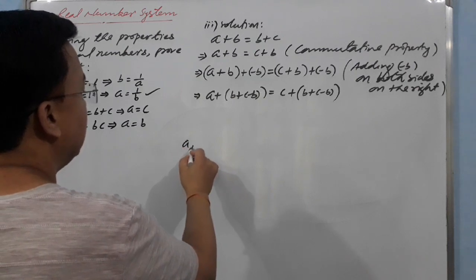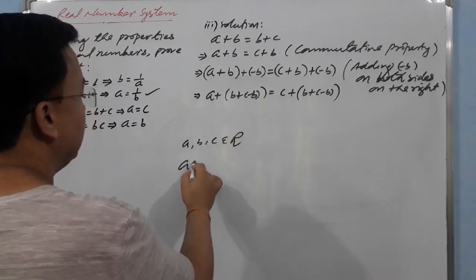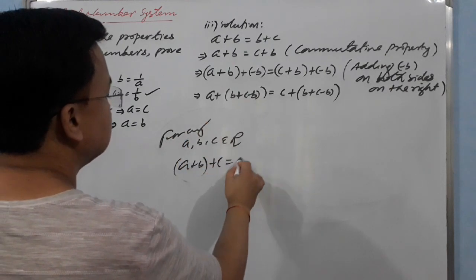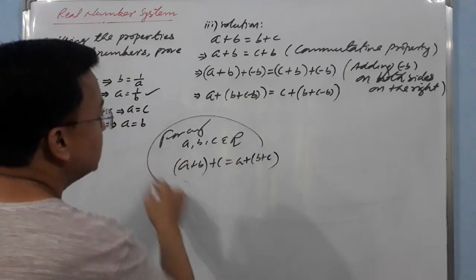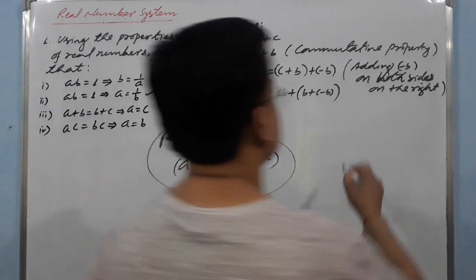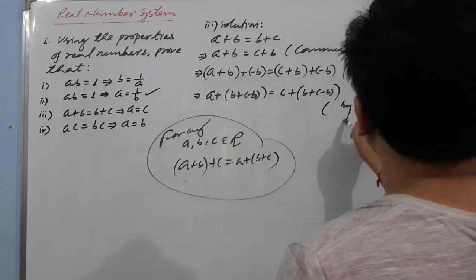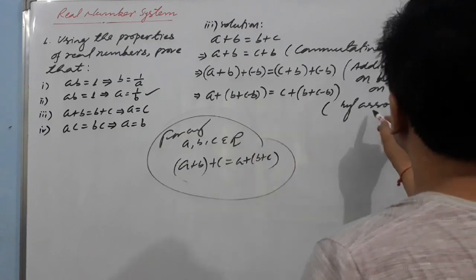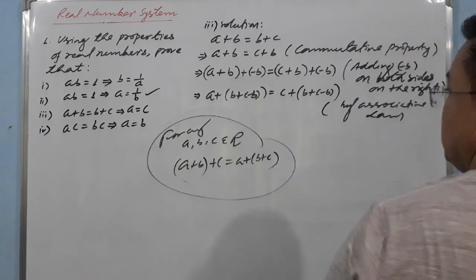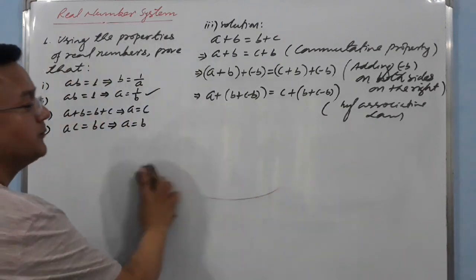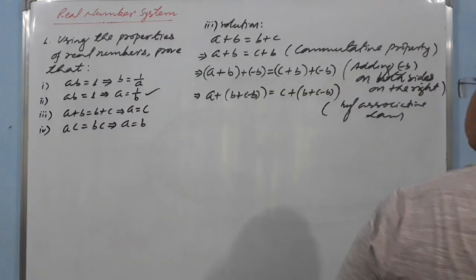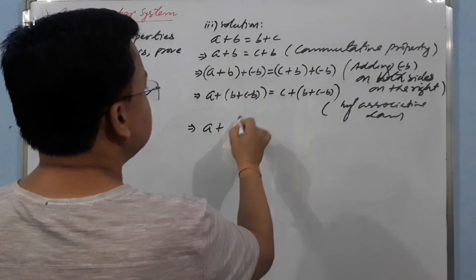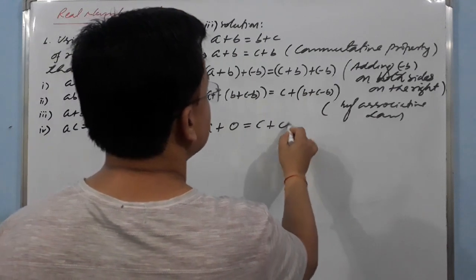In addition, for any a, b, c belongs to R, a plus b plus c is equal to a plus b plus c. This property is called your associative property. We have brought this change here because of the associative law, you may write down, no problem. And then it is equal to a plus b plus negative b. We can write down 0, c plus 0.